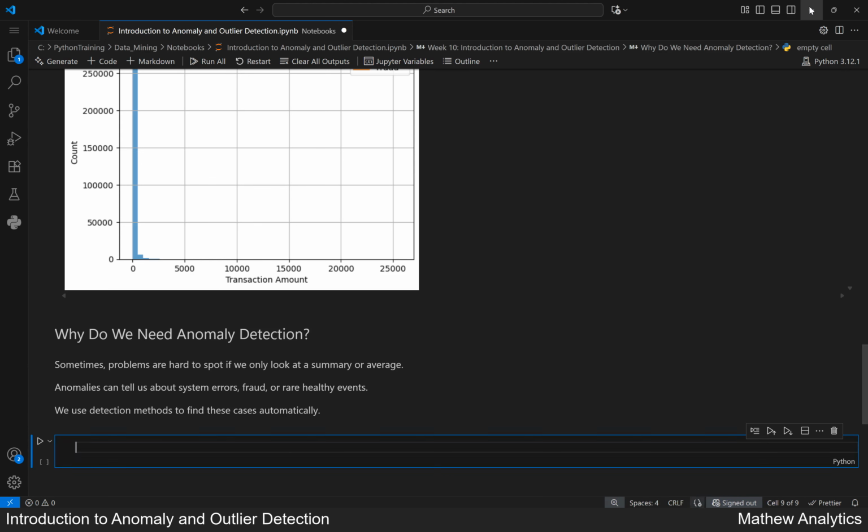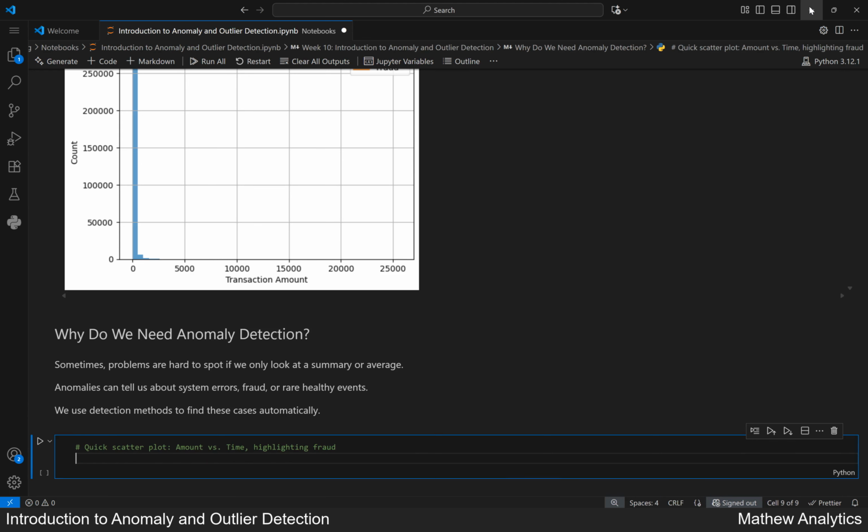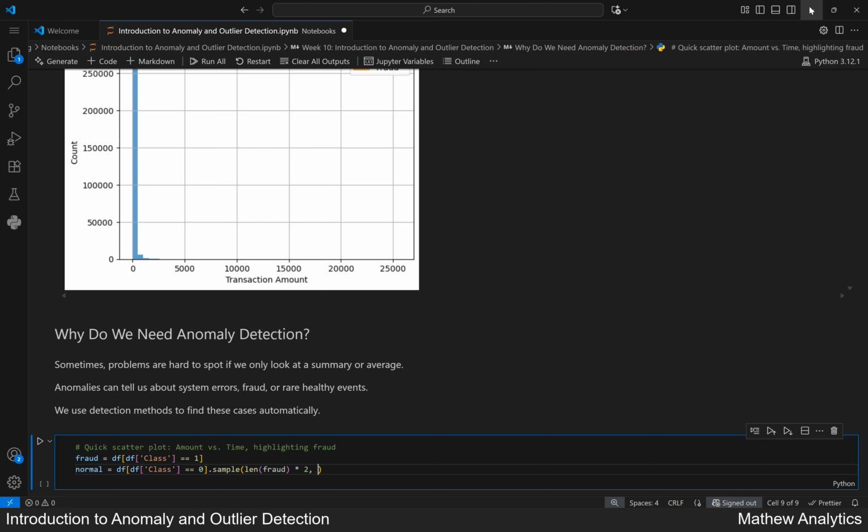Let us see if fraudulent transactions look different in time and amount. This is a comment describing the purpose of the scatter plot. We create a subset of the data frame containing only fraud transactions. We create a subset of normal transactions, sampling twice as many as fraud cases for clarity. We plot normal transactions as semi-transparent blue dots with smaller size. We plot fraud transactions as red dots with higher opacity and slightly larger size to stand out.